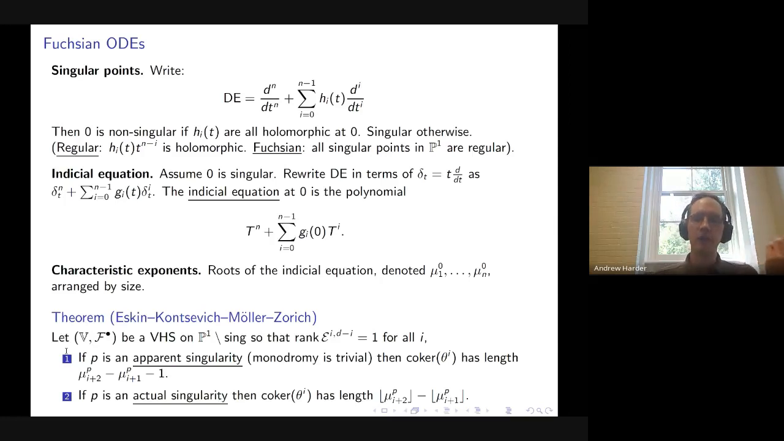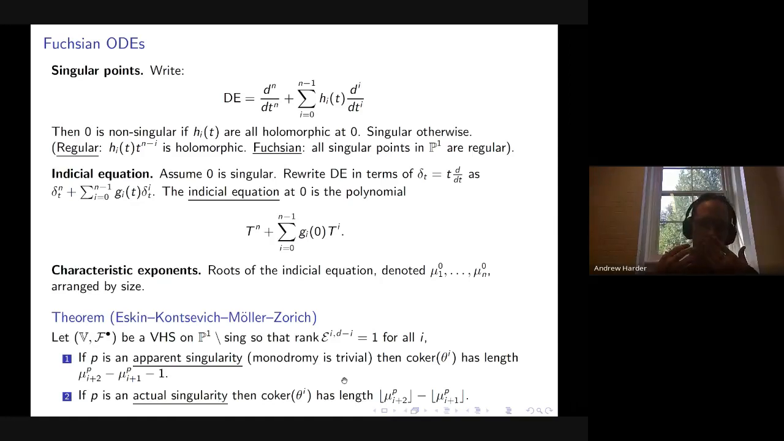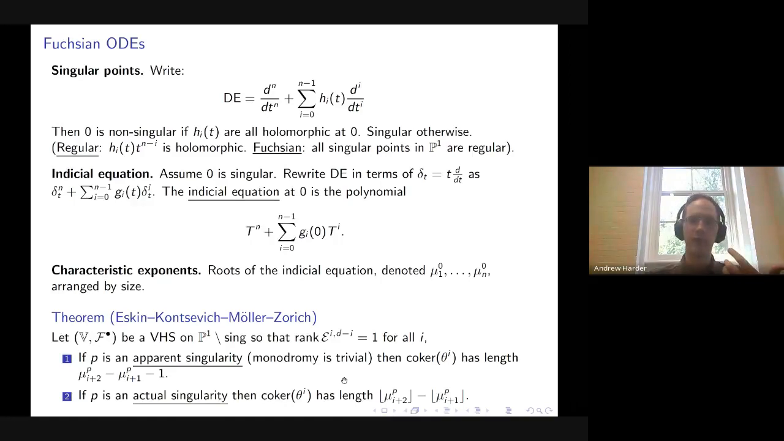And you have to do something a little bit different if you have an actual singularity, so somewhere where the monodromy is non-trivial. So places where the apparent singularities will have integral characteristic exponents, actual singularities might not. So in fact, you just have to take the floor function of these things and take their difference. Okay, so this is what they say. So they give you this formula in terms of the differential equation, which tells you how to compute the length of the cokernel of this map.